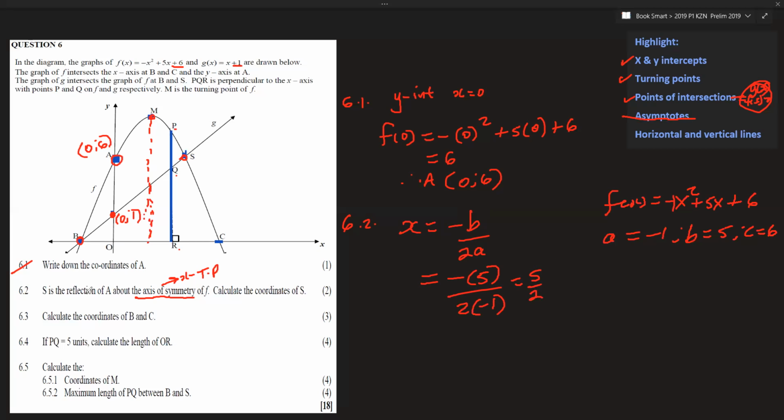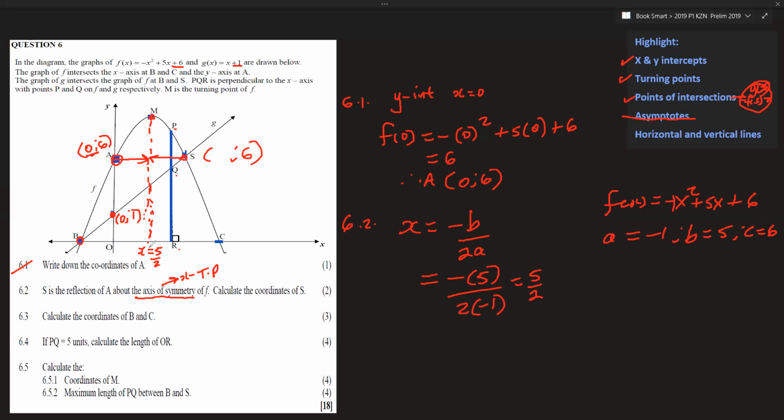Now, remember on S, since it's the reflection across the axis of symmetry, the y value is not going to change. The y value there must be the same as here. I know that this x value, 5 over 2, cuts the graph into 2 equal parts. It acts as a mirror. That's why it's called the axis of symmetry. It cuts the parabola into 2 equal parts, so the distance from here to there will be the same as the distance from here to there.